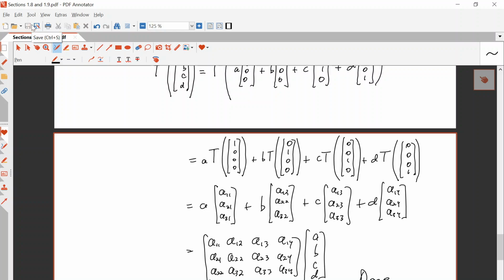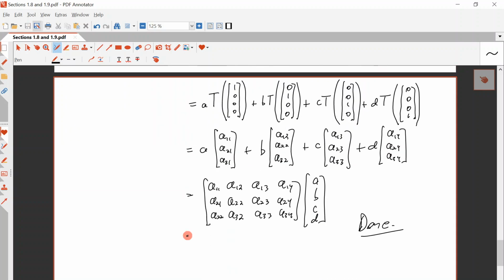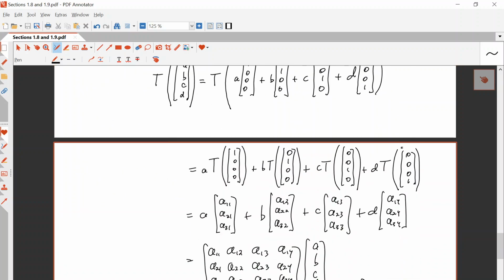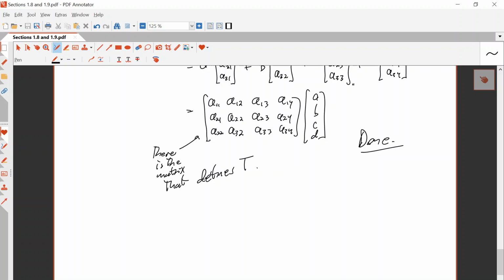So every linear transformation is, in fact, a matrix transformation. Here's your matrix A that defines T. And what is that matrix? Well, it's not a mysterious object. It is just T of the elementary vectors: T of the first elementary vector, T of the second elementary vector, T of the third, and so on. That's just the columns of the matrix. So as long as you know what those elementary vectors are, you're good to go. Okay. Next.